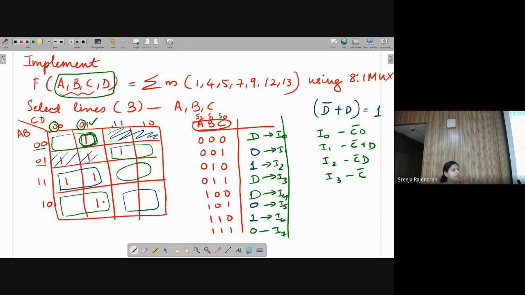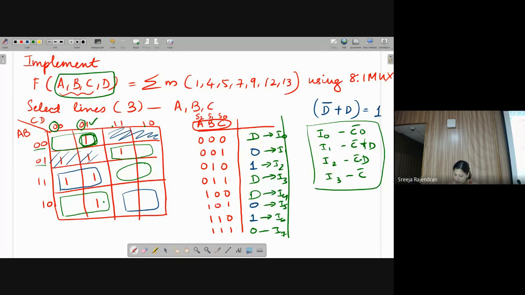I can eliminate the use of gates because if I had to do it using a 4 to 1 mux, I needed a NOT gate to implement C bar. Then I needed an OR gate for this operation, and an AND gate for this operation, right? So here, if I'm implementing the same function using a higher order multiplexer like an 8 to 1 mux, I am able to eliminate the dependence on additional gates because here the inputs are either D, 0 or 1.